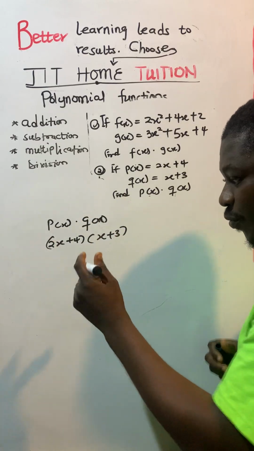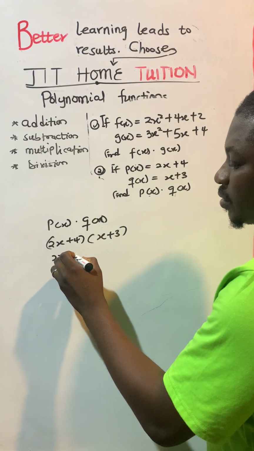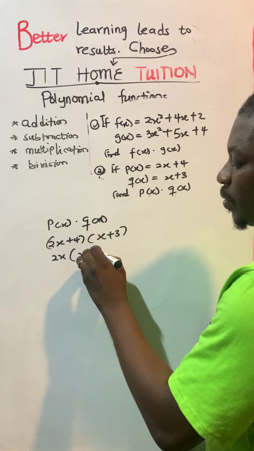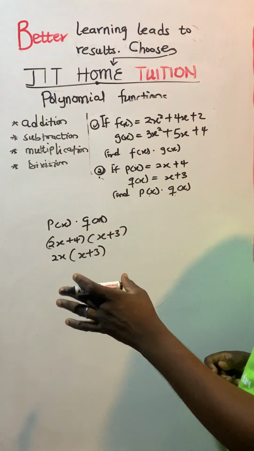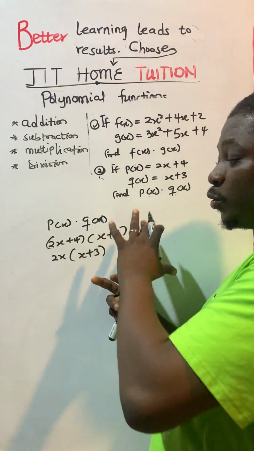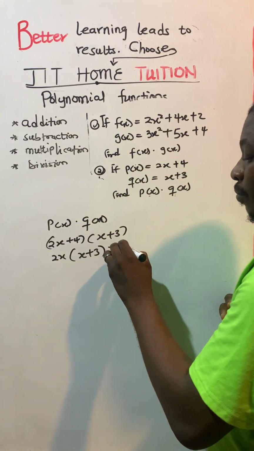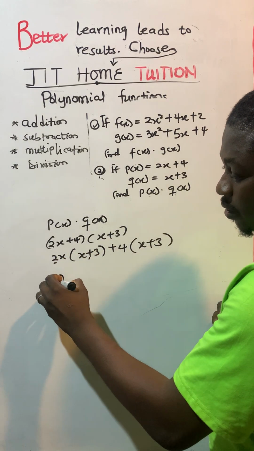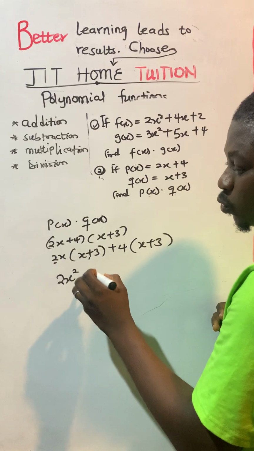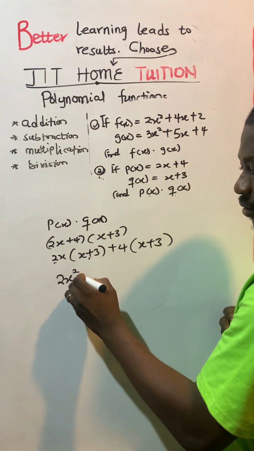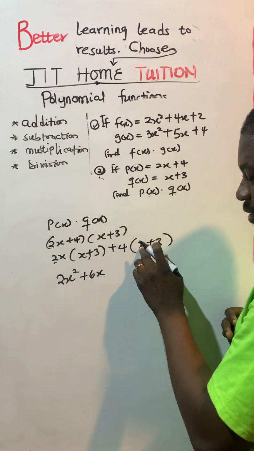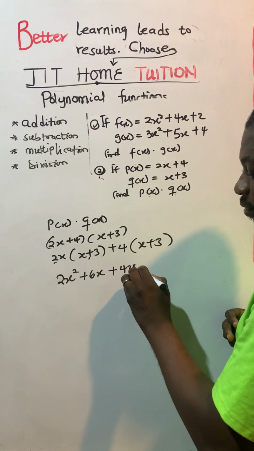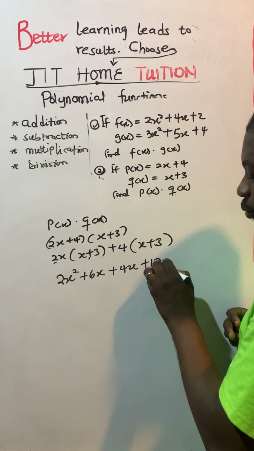So the same approach, you have 2x multiplying x plus 3. Here I'm using the distributive property to go about the whole thing. Then you have 4 times x plus 3. This times that will give you 2x squared. This times this will give you 6x. This times this will give you 4x. This times that will give you 12.